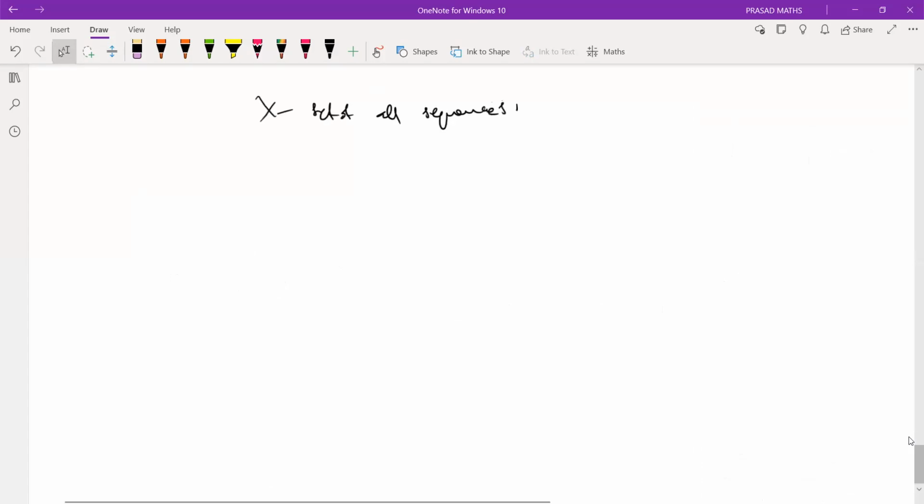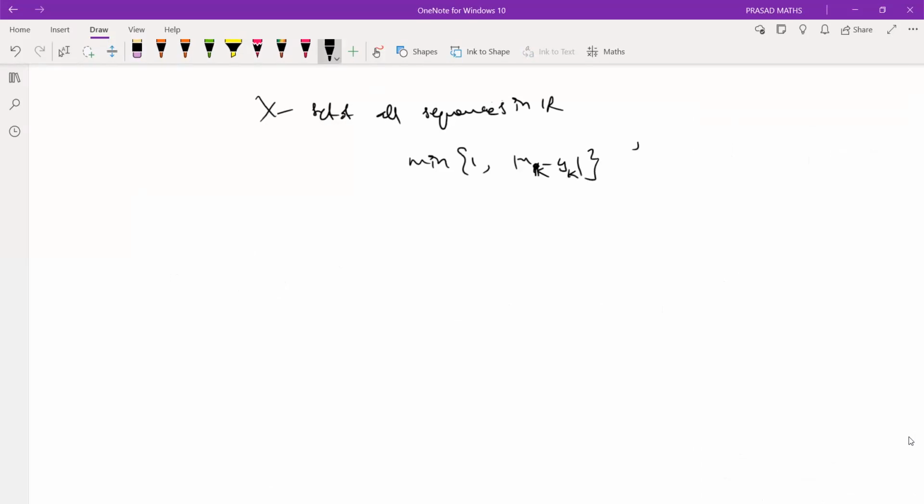The first thing you should observe is that this is always a metric. Minimum of 1 comma |x_k minus y_k| is always a metric for every k equals 1 to infinity. Right? This is always a metric. Yes or no? Minimum of 1 comma any metric inside is always a metric whenever k is positive.